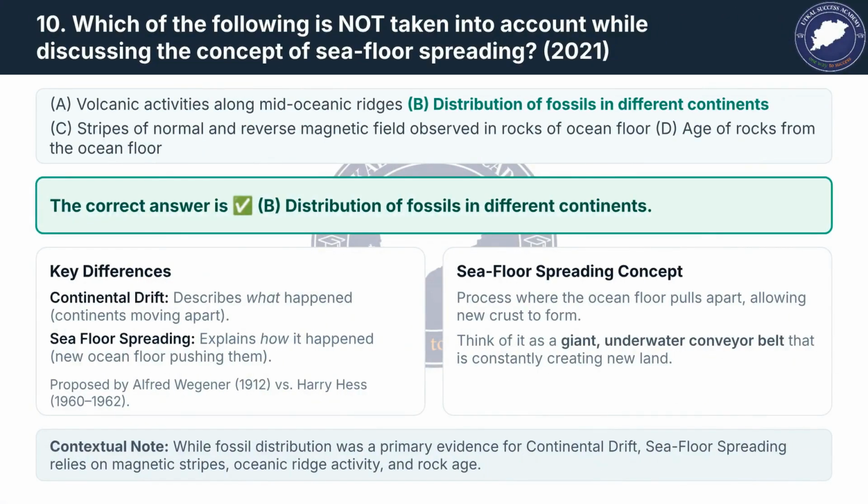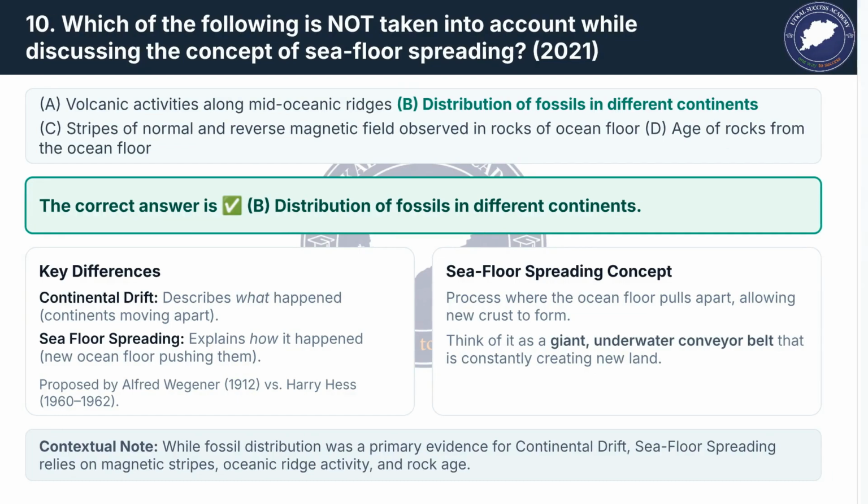Distribution of fossils in different continents is not taken into account for seafloor spreading, which relies on volcanic activity, magnetic stripes, and the age of rocks. Fossil distribution was key evidence for continental drift.